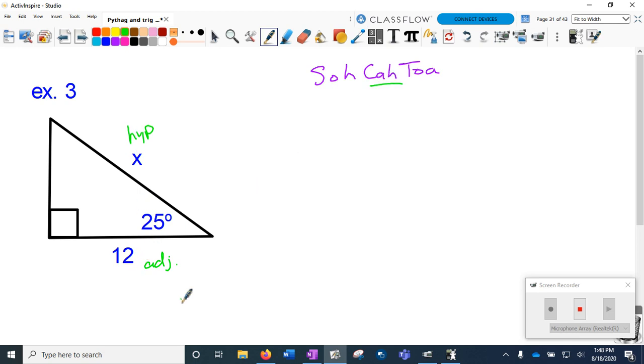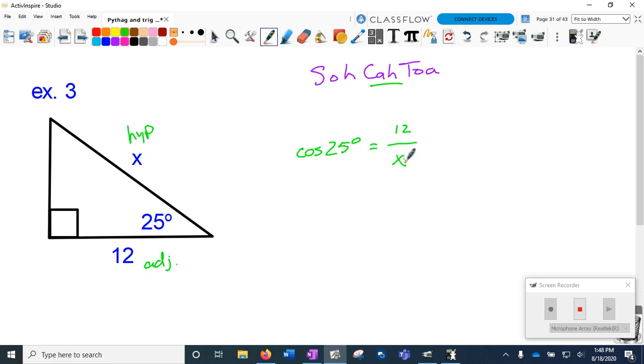Cosine. Cosine uses A for adjacent and H for hypotenuse. So be careful how you set this up. It says cosine of 25 degrees equals, order matters. So in this order, A came first. So we have to put the adjacent on top. So the 12 will be on top. And the H, the hypotenuse, has to go on the bottom.